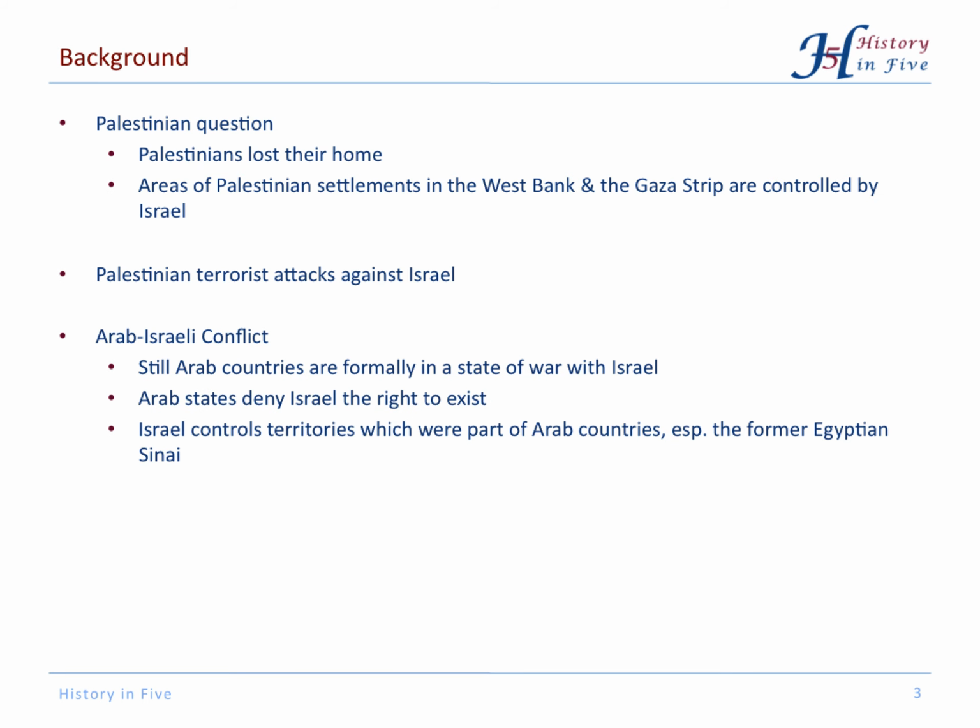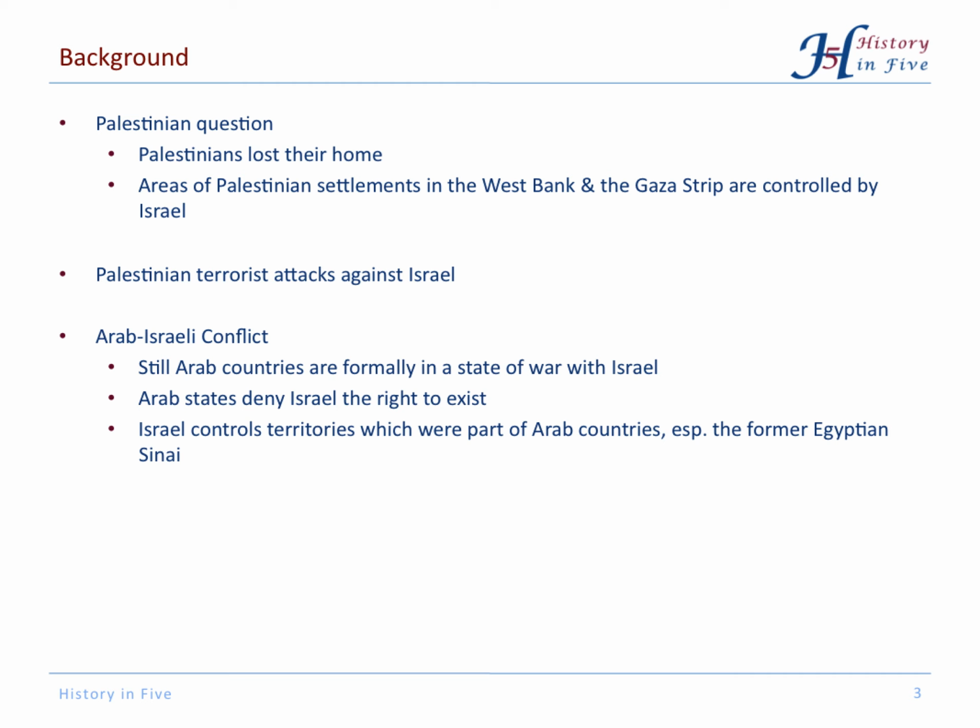To the background. We have the Middle East conflict, and the Middle East conflict actually consists of two conflicts. Firstly, the Palestinian question. With the foundation of the State of Israel, lots of Palestinians lost their home. And in areas of Palestinian settlements, the IDF was in control. That is the West Bank and the Gaza Strip. Furthermore, the Palestinians were launching terrorist attacks against Israel on a regular basis.